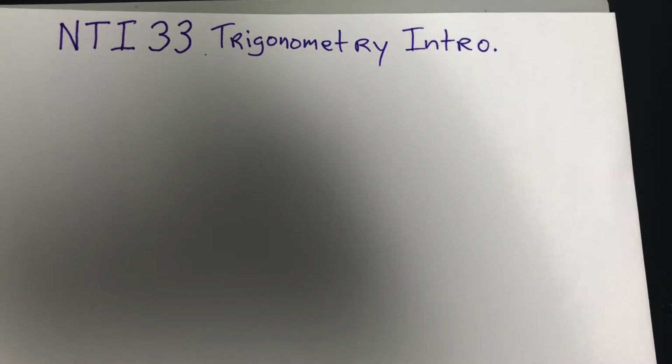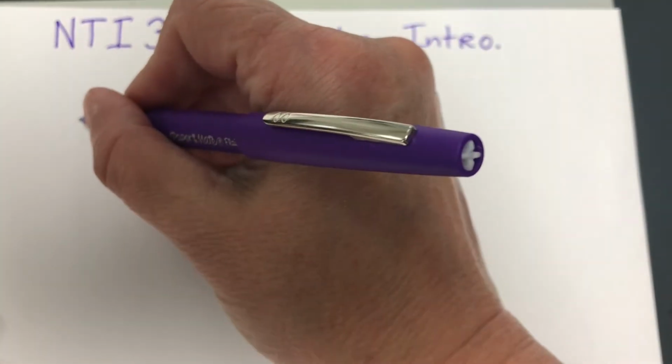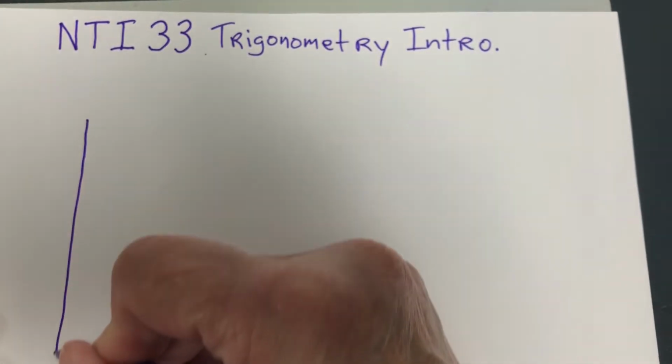Hi, this is NTI 33. This is a trigonometry intro. We're looking at right triangle trig. So for this, we need a right triangle.